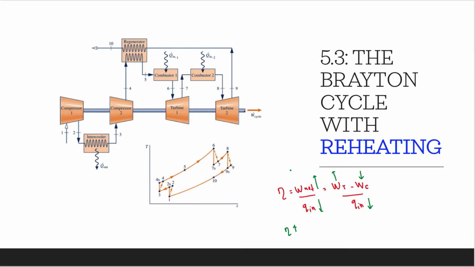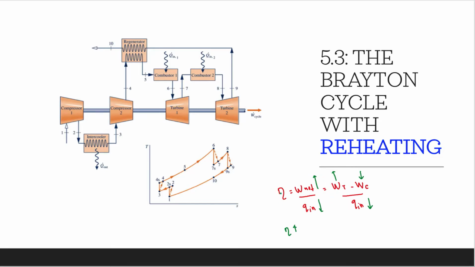So, in the Brayton cycle, the way we improve the cycle is by using regeneration, and the objective of regeneration is to decrease Q in. Intercooling is to decrease the work of the compressor. Now we are using reheating, and the objective of reheating is to increase the work of the turbine.